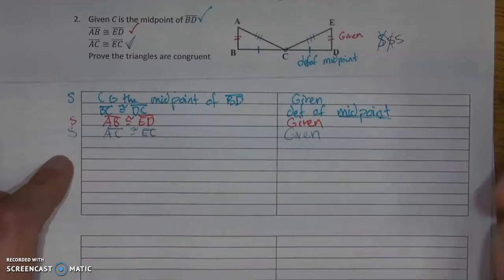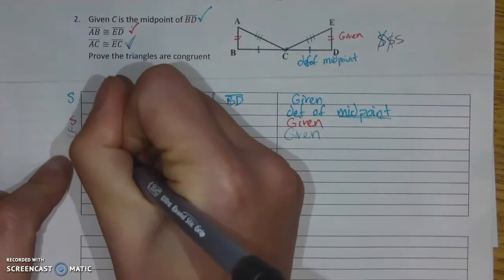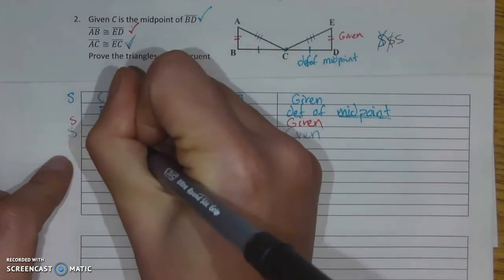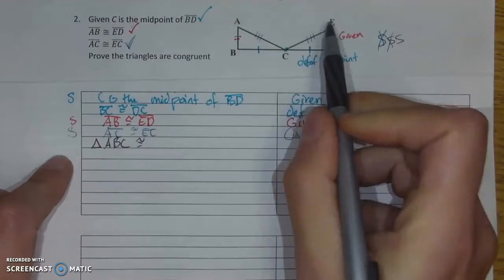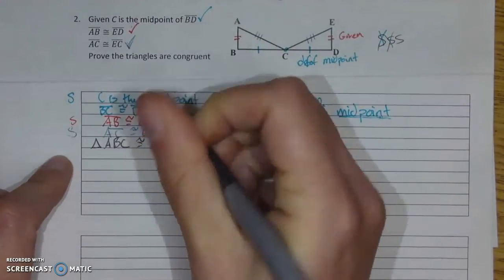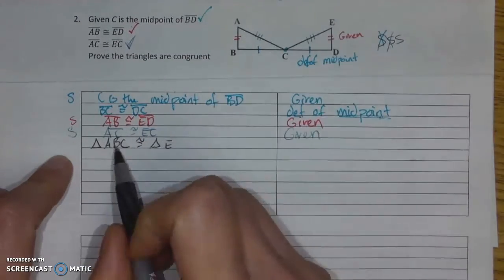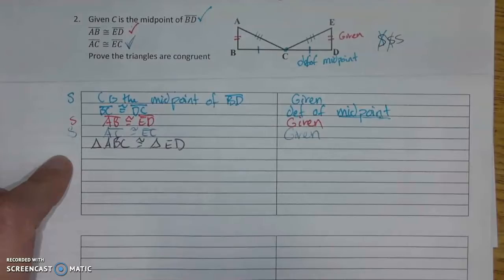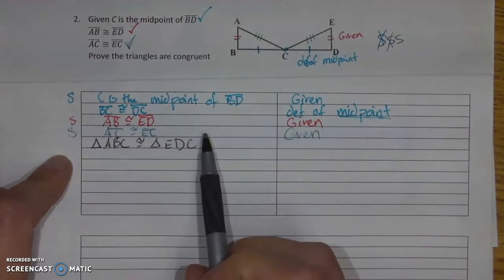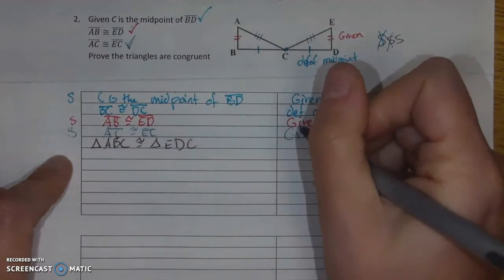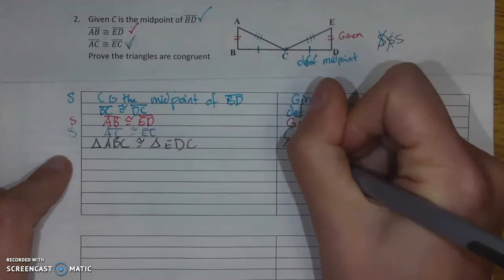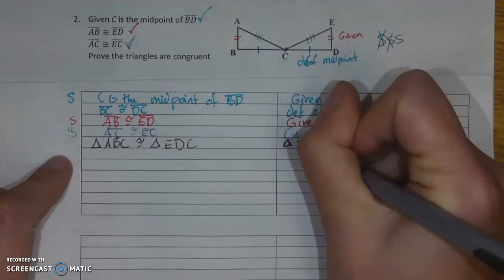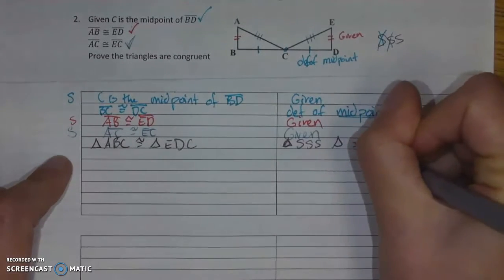which means overall the triangles are congruent. So triangle ABC is congruent to, well, A corresponds with E, so I'm going to replace the A with the E. B corresponds with D, so I'm going to replace the B with the D, and C stays the same. So I have triangle EDC, and that was according to the triangle congruence theorem SSS. So SSS triangle congruence theorem.